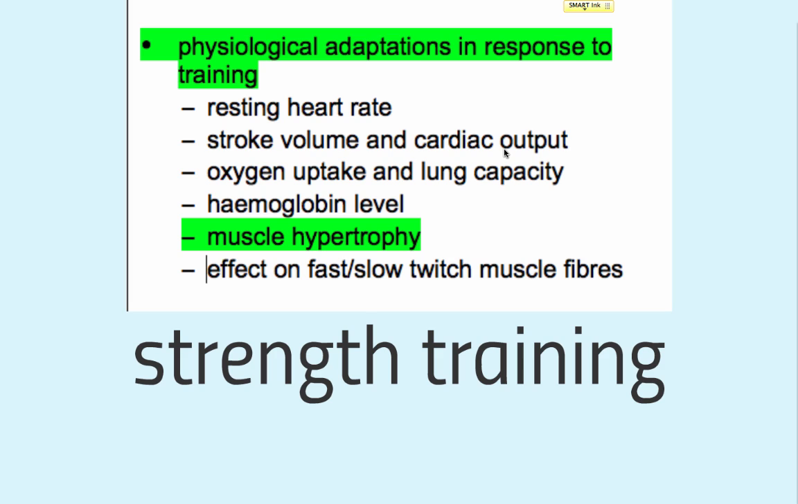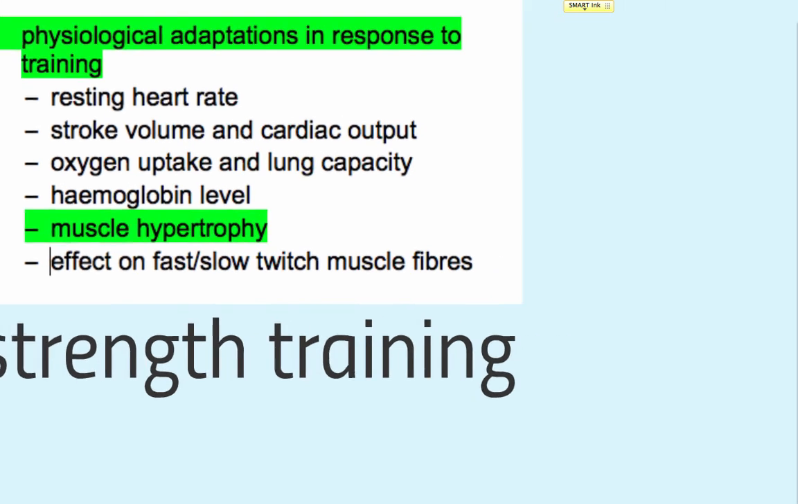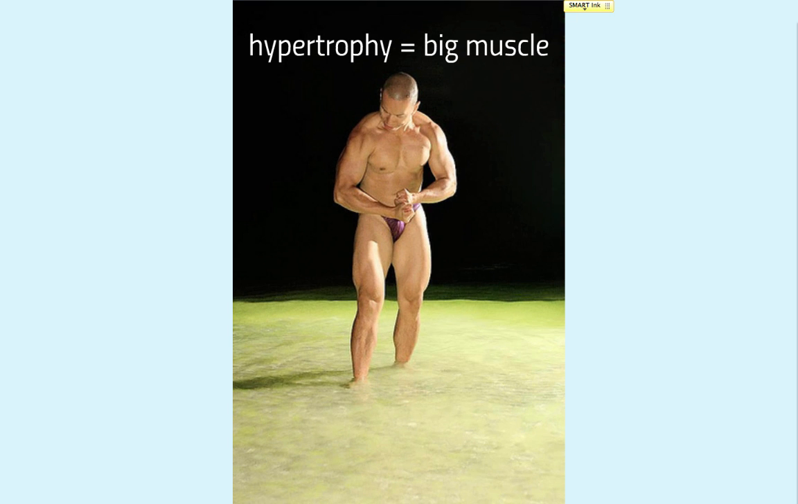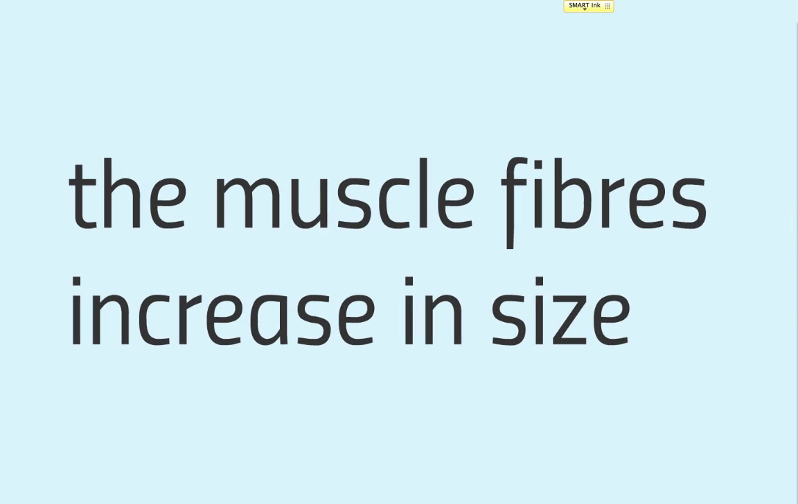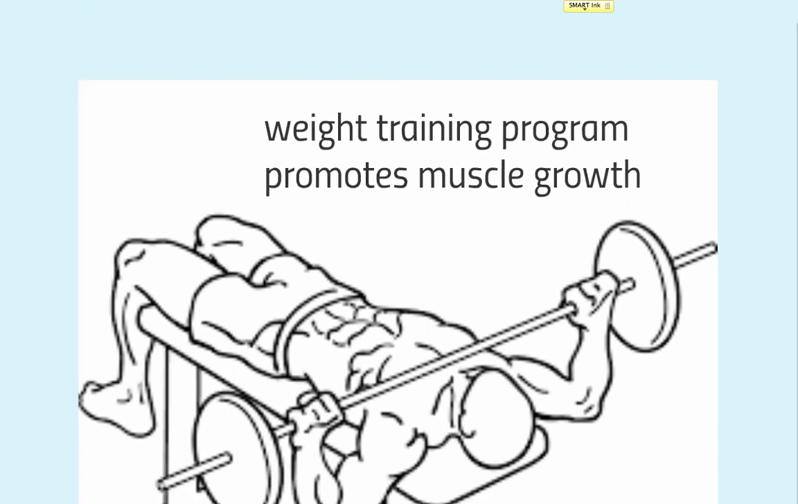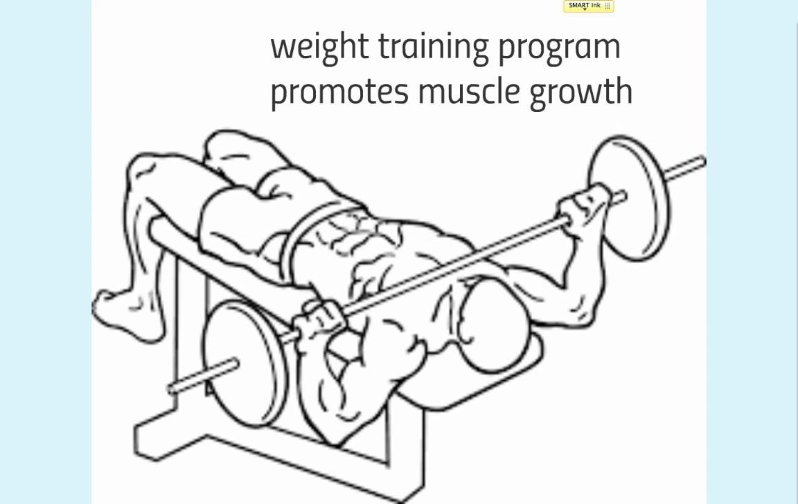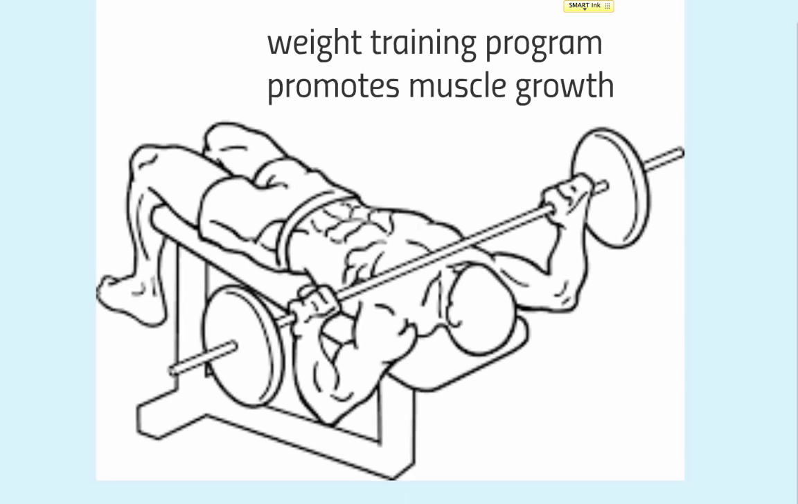The previous dash points are focused on aerobic training and how that brings about adaptations. It's now the turn of strength training and its relationship to muscle hypertrophy. Big word, hypertrophy, and it means bigger muscle or an increase in the size of the muscle fibres. Muscles become larger by following a resistance or weight training program.